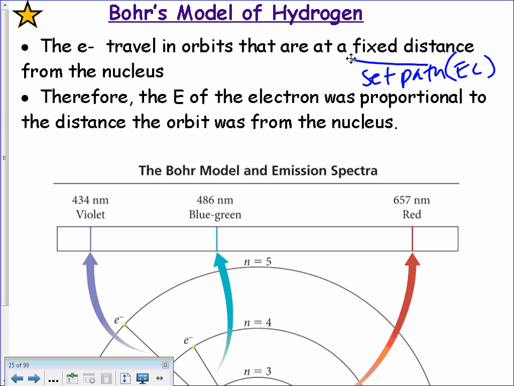How does this contrast with the quantum mechanical model? From your reading. Bohr said there's set pathways.